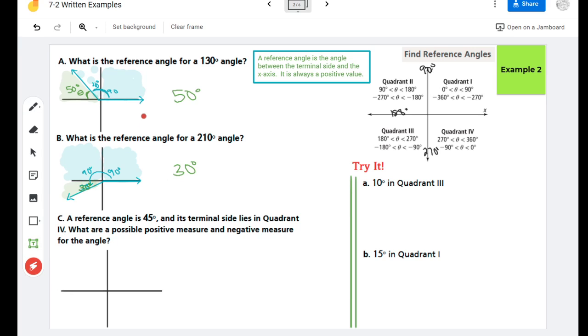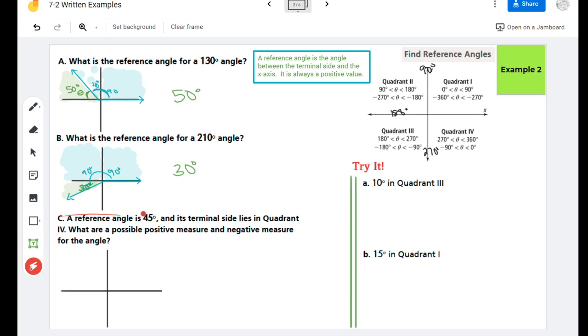So notice the difference between A and B. On part A, my reference angle was not a part of the angle that we were given. But on part B, my reference angle is a portion of it. The only thing that I really care about is between that terminal side and the x-axis. So depending on where that terminal side lies, that's how we're going to find our reference angle, okay?